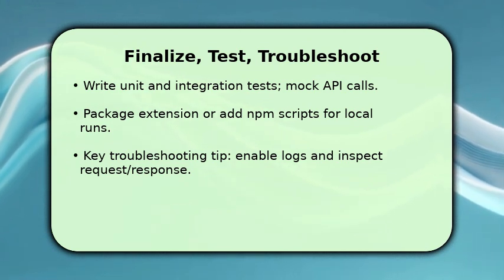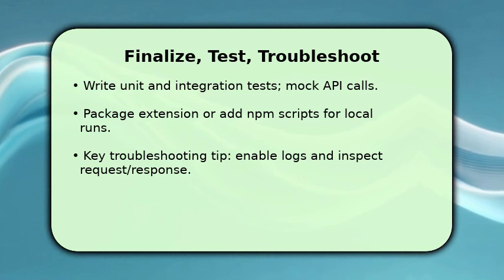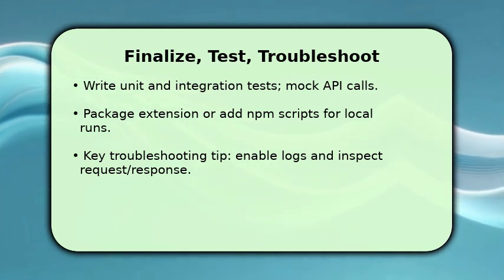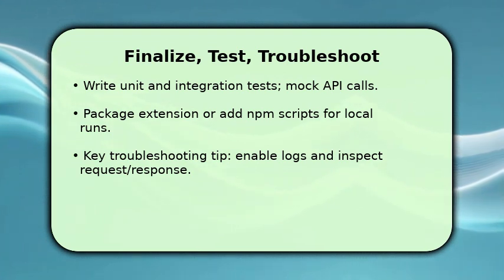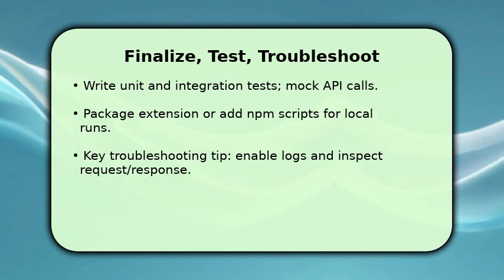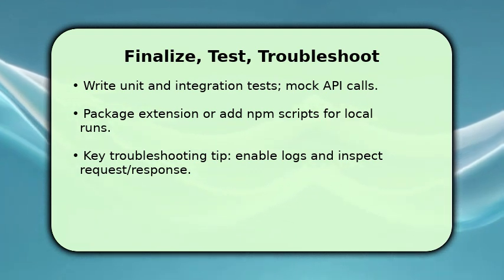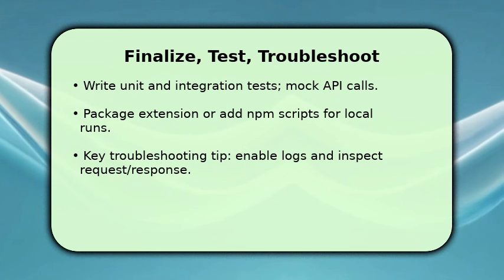fresh workspace. If something breaks, enable verbose logging and inspect the request and response payloads, headers, and status codes. This reveals auth, rate limit, or prompt format issues. Once fixed, iterate on prompts and error handling to harden reliability.